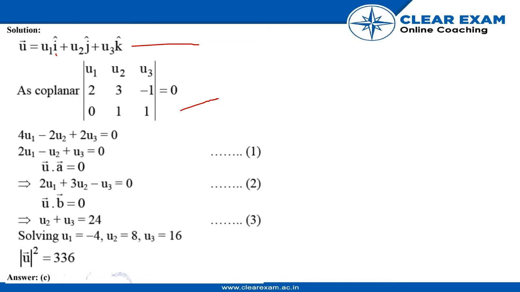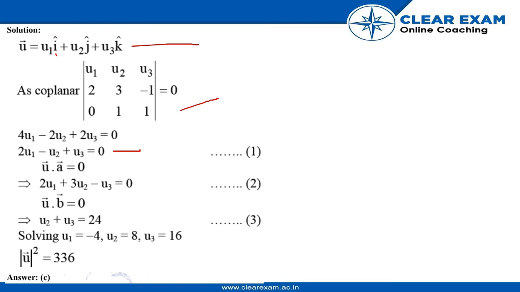After solving this matrix, we will have 4u1 minus 2u2 plus 2u3 equals 0. This will be our first equation. After taking the 2 common, we will have it to the right side. We will take 2 common here from this equation. This will be our first equation.